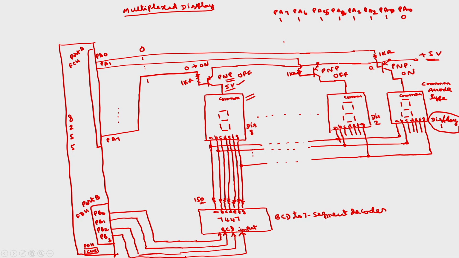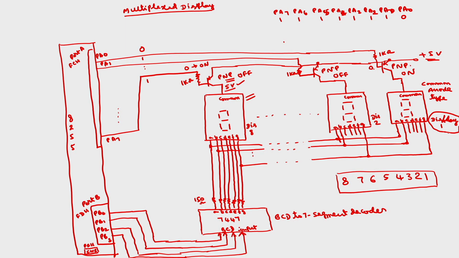Suppose I want to display the same digit, say 1, then 2, then 3, 4, 5, 6, 7, 8. I want to display 8, 7, 6, 5, 4, 3, 2, 1 simultaneously on these eight 7-segment displays.